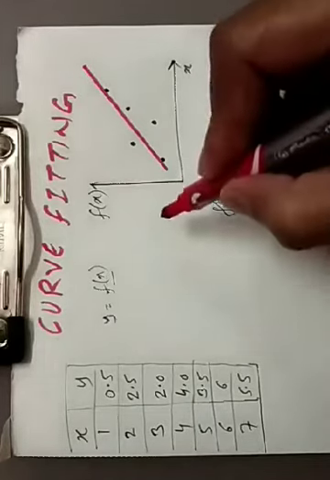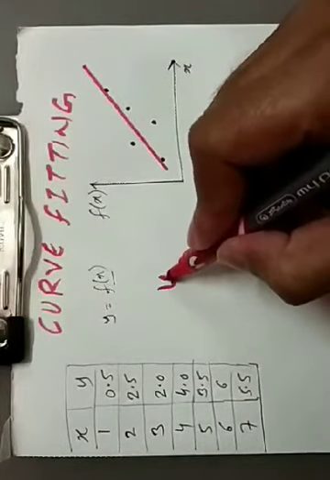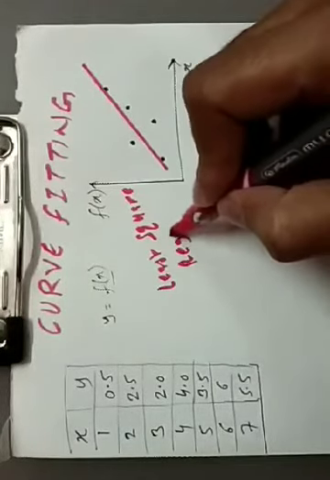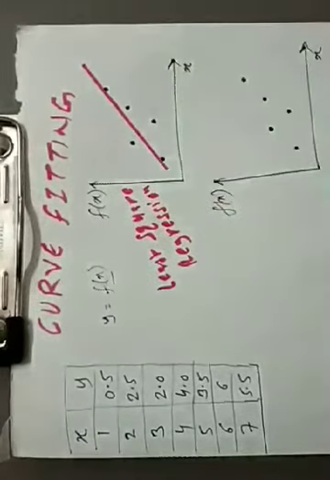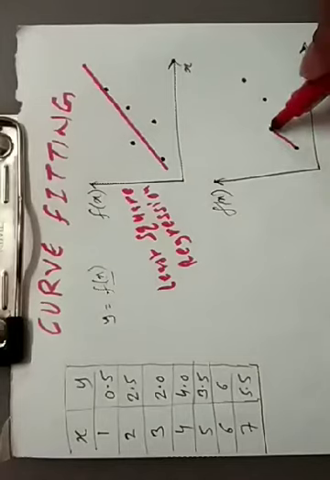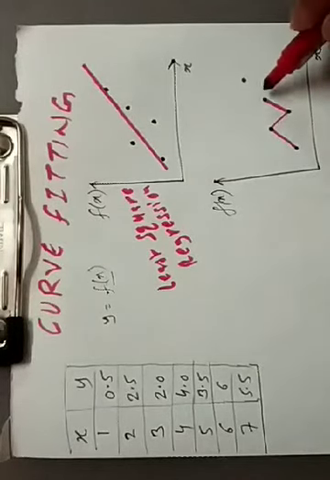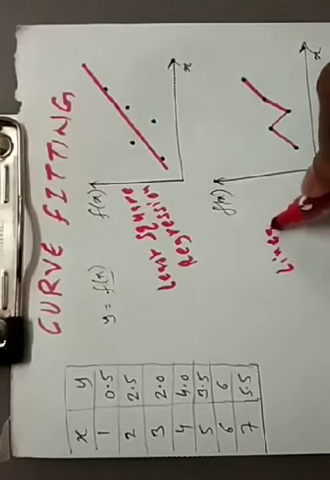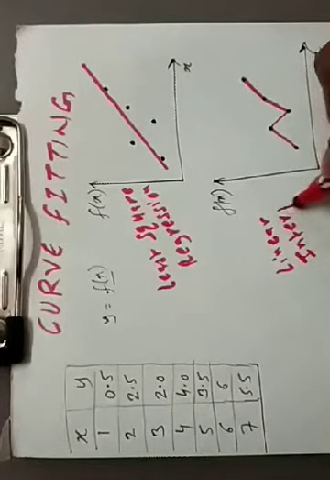So this is called least square regression. Okay, second method, here again with the help of straight lines we can join these points, directly join these points with straight line. The line is passing through these points. So this is called linear interpolation.